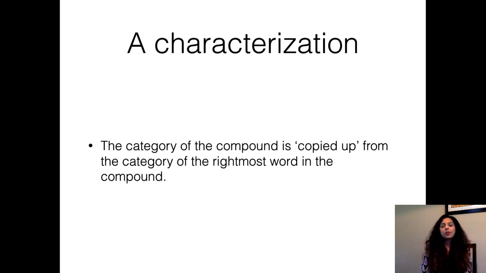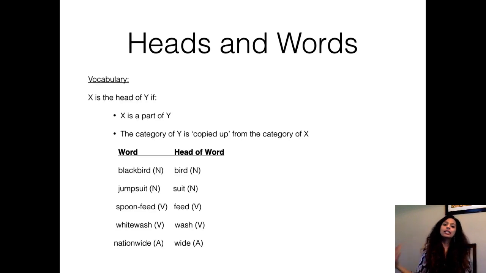What we can do is we can now remove all the different rules that we saw with prefixation and suffixation and with compounds, and we can have one rule to rule them all, right? To have an analogy from Lord of the Rings, and this is that in a compound, the category of the compound is copied up from the category of the right-hand side of the word. So you can have the meaning of a word derived from the head of the word, right? And the head of the word is basically the right-hand side of that, right? So for blackbird, the head of the word is bird. Jumpsuit, the head of the word is suit. Spoon-feed, the head of the word is feed, and so on and so forth.